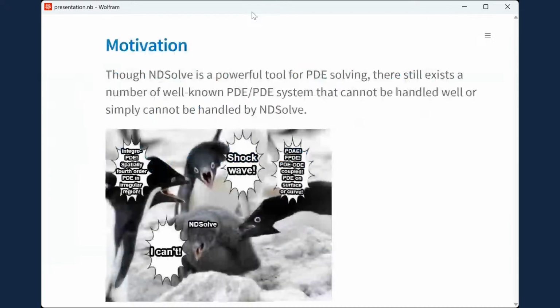Okay, let me start. Well, we all know that NDSolve is a powerful tool for solving PDEs, but there exist quite a number of PDEs, including some well-known problems, that cannot be handled by NDSolve. For example, those PDEs include integro-differential equations, especially first-order PDEs, PDAEs, meaning differential algebraic equations, fractional order PDEs, and the ones that deal with shockwaves.